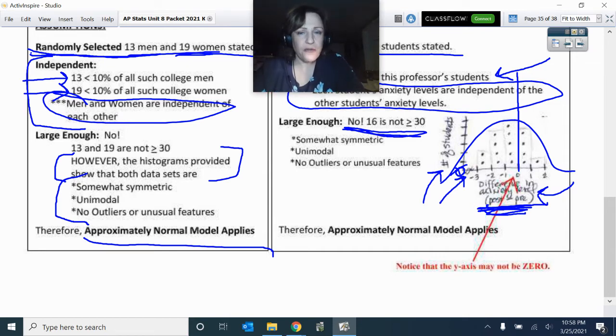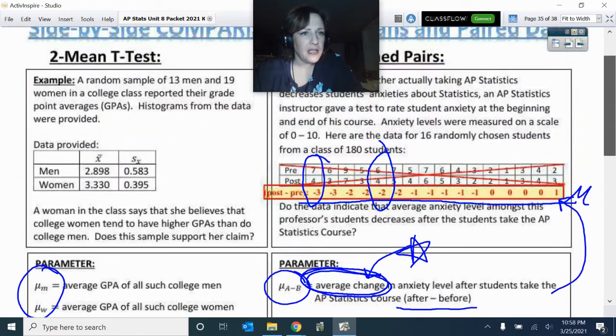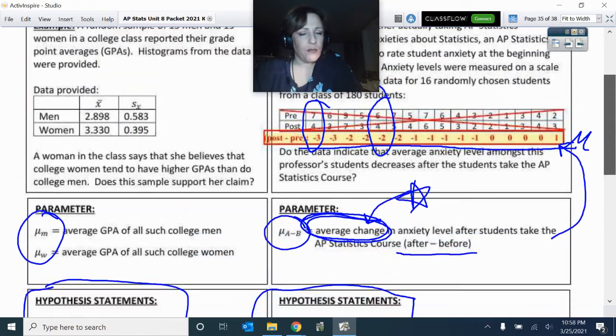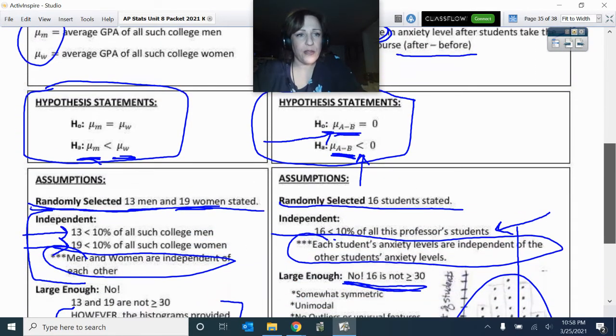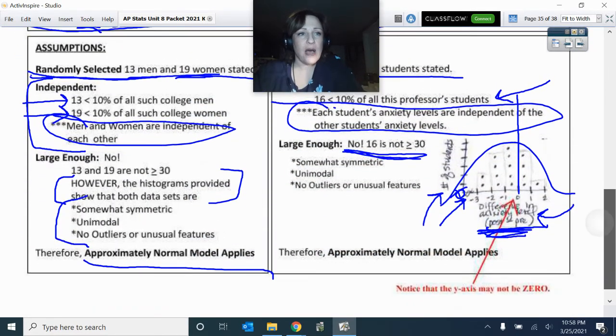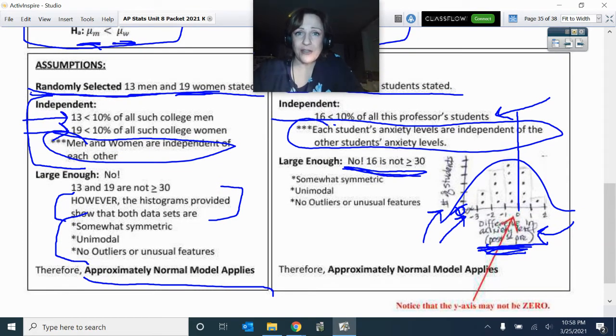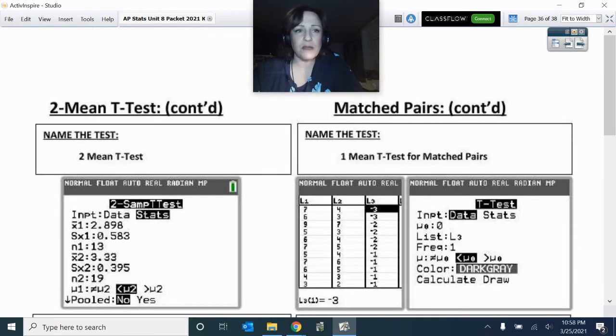Okay, so there's a comparison so far of the parameters, how they looked different, the hypothesis statements, how those look different, and then how we did the two different sets of assumptions for those two. All right, so let's move on.